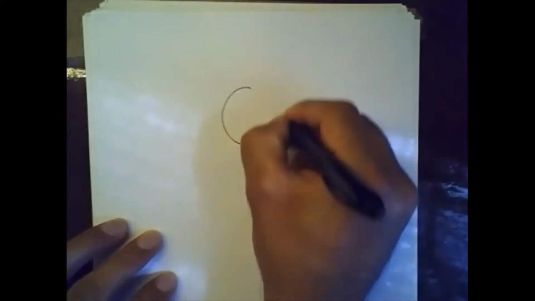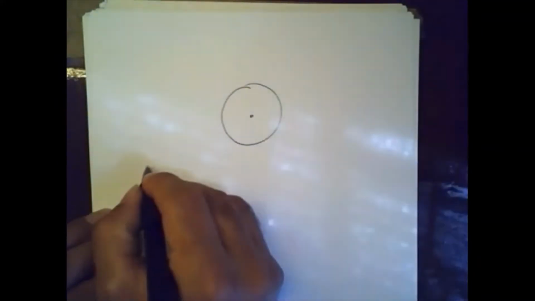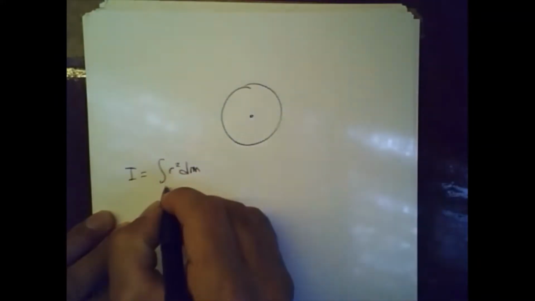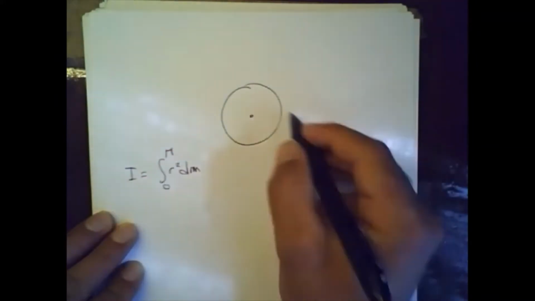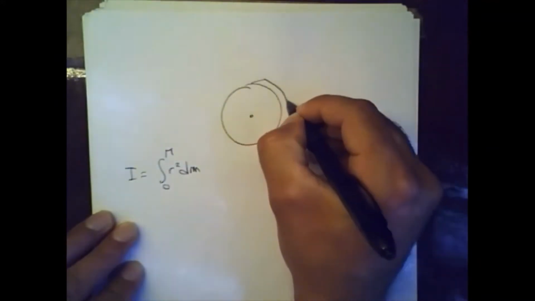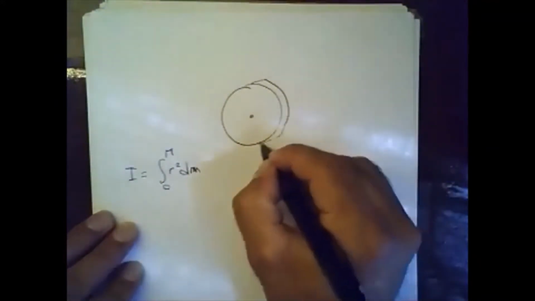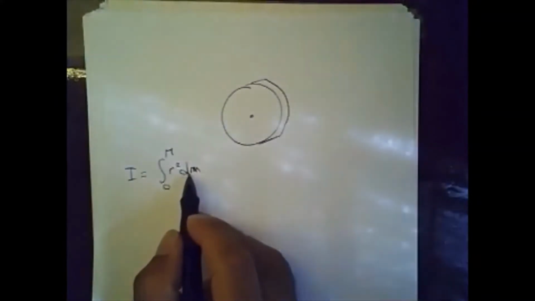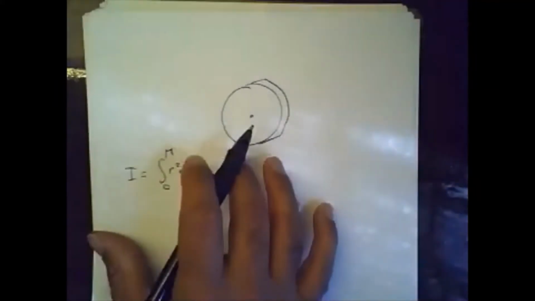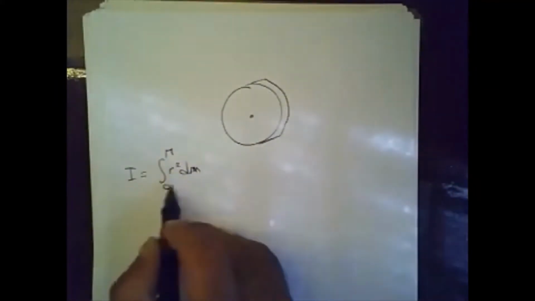Let's start by looking at the circle. Let's say this is your disk, and the moment of inertia is equal to the integral of r squared dm, integrated from 0 to m, where m is the mass of this disk. Sorry, but the dm is not a change in mass. Yes, it's an element, not a change in mass. Basically, you're okay.